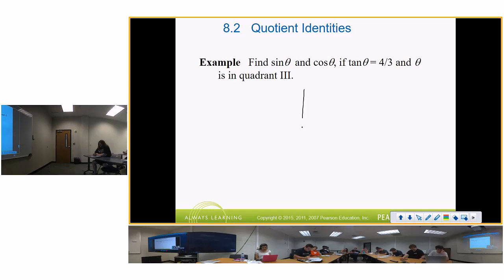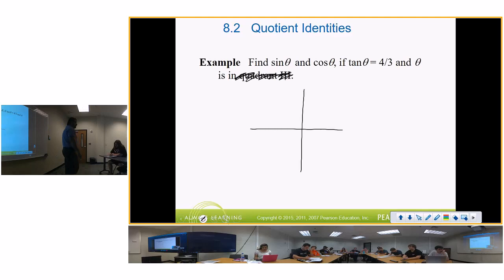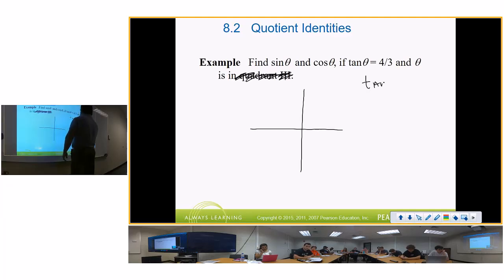4/3. Okay, here we go. I'm not even worried about this right now. Why am I not worried about that? Because that can come later on. You just need to find the answer. All right? So, tangent is 4/3. Tangent is equal to, Oscar had a hunk of apple.